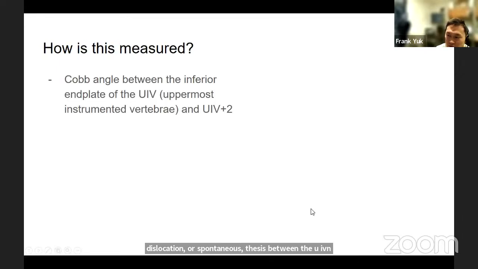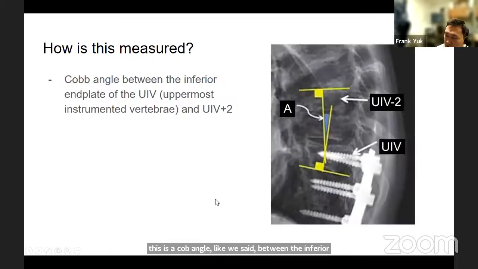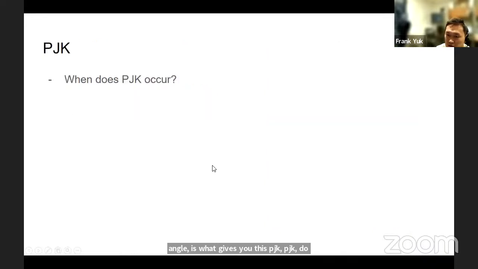And so how do we measure this? So this is a Cobb angle, like we said, between the inferior end plate of the UIV and UIV plus two usually. So here's the inferior end plate of the UIV, or the uppermost instrumented vertebral level, and then the UIV plus two. And then this Cobb angle is what gives you this degree of PJK.